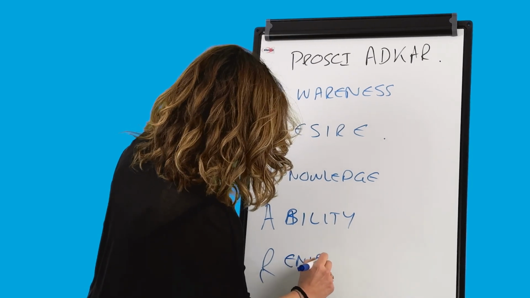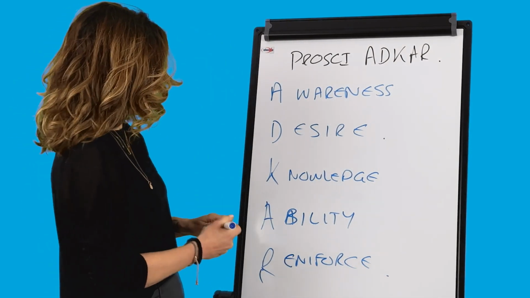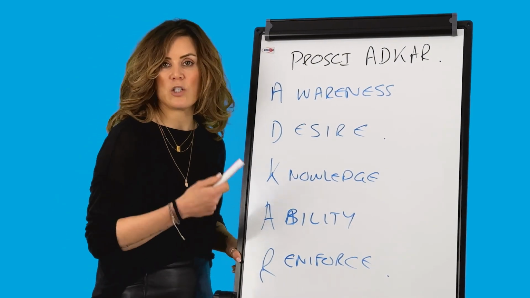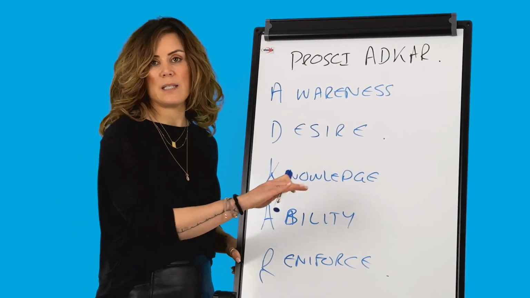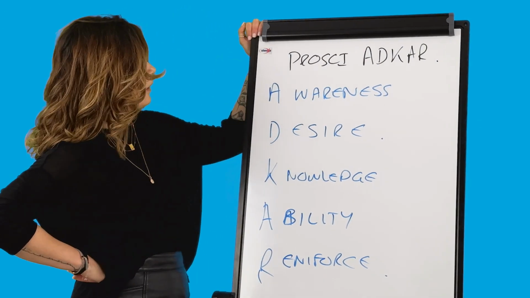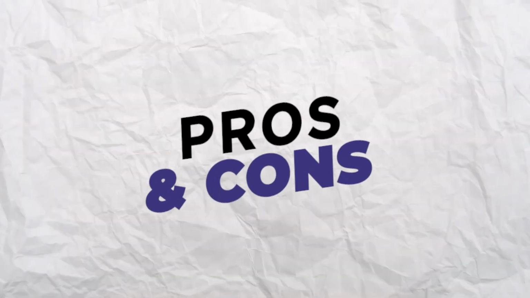And reinforcement is repetition. It's essentially ensuring that any individual going through change gets reinforced about that change so that they naturally begin to lead the way. That is Prosci ADKAR. And at this stage, I think it's good to talk about pros and cons. So let's talk about the strengths and the weaknesses of Prosci ADKAR.